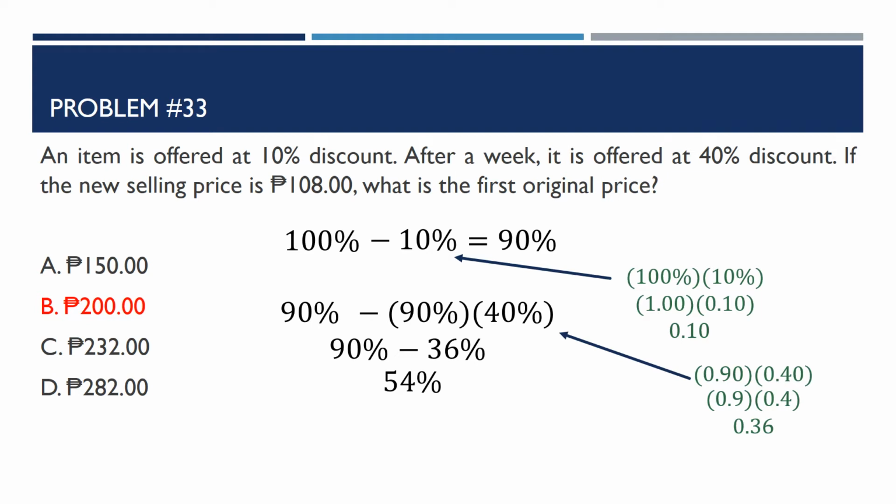And so to do that, we need to divide the new selling price by its equivalent percentage so that we will know the amount of the original price. So 108 divided by 54%, well, of course we cannot divide it unless we change it into decimal, which is 0.54. And then we divide 108 by 0.54, we will get 200. So the original price is 200 pesos. That means 200 pesos times 54% is 108.